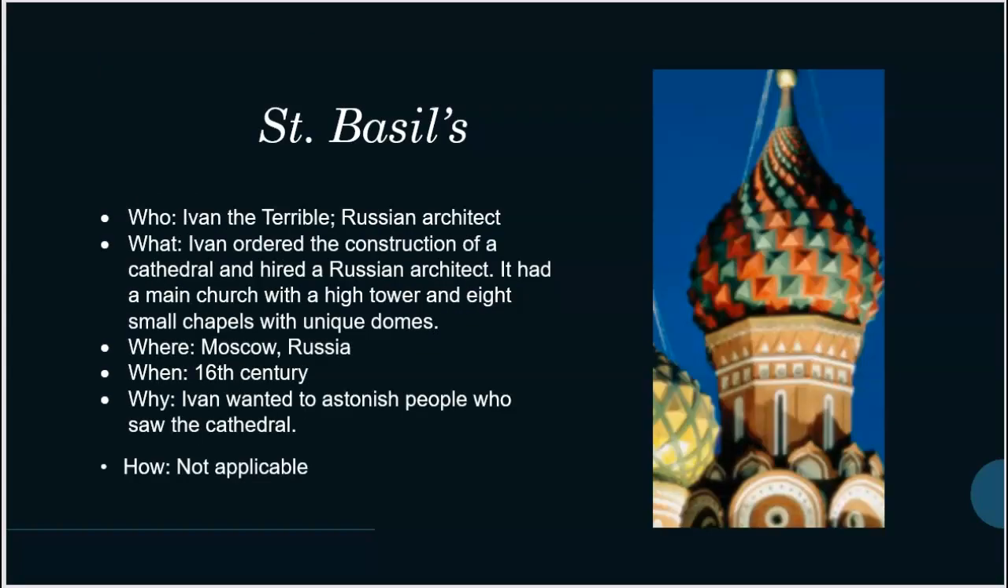St. Basil's. Who? Ivan the Terrible, the Russian architect. What? Ivan ordered the construction of a cathedral and hired a Russian architect. It had a main church with a high tower and 8 small chapels with unique domes. Where? Moscow, Russia. When? The 16th century. Why? Ivan wanted to astonish people who saw the cathedral. And how? That's not really applicable for this question.